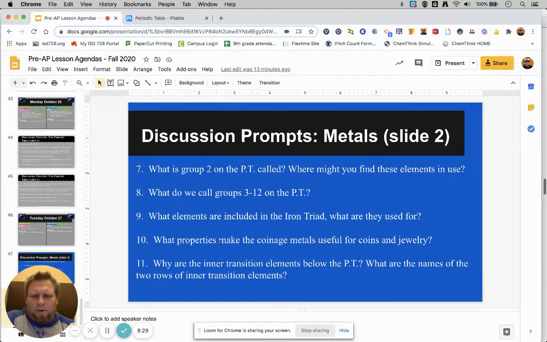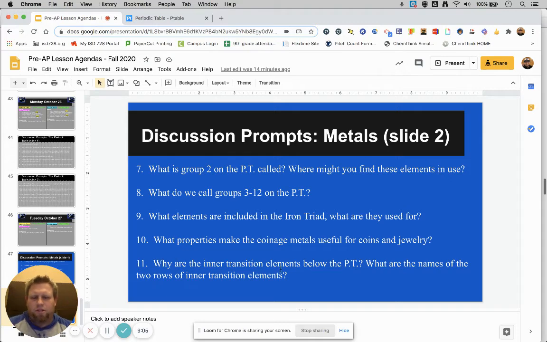Let's see. Number 10, what properties make the coinage metals useful for coins and jewelry? So things like gold and silver, the things that make them useful for coins and jewelry would be their luster. So they're typically really shiny. They are also fairly malleable, which means they can be molded into different shapes, which obviously is beneficial when you're trying to make coins or make jewelry. You want to be able to mold them and shape them into different shapes. So those are some of the properties that make them appropriate for coinage and for jewelry.